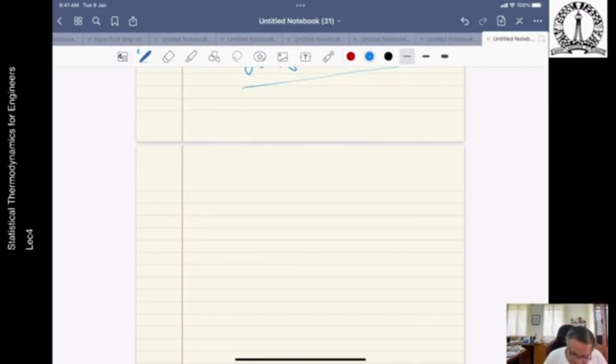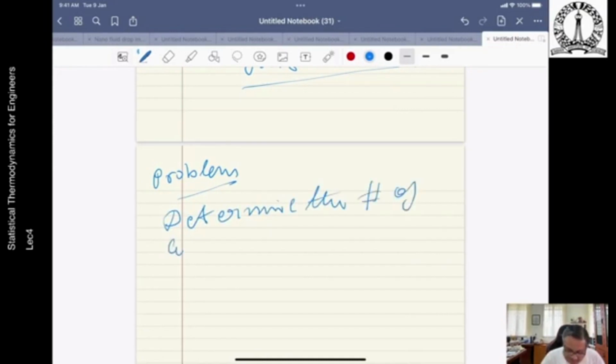Okay, so let's just look at a simple problem, just to give an idea. Determine the number of ways of placing 2 balls in 3 numbered containers.